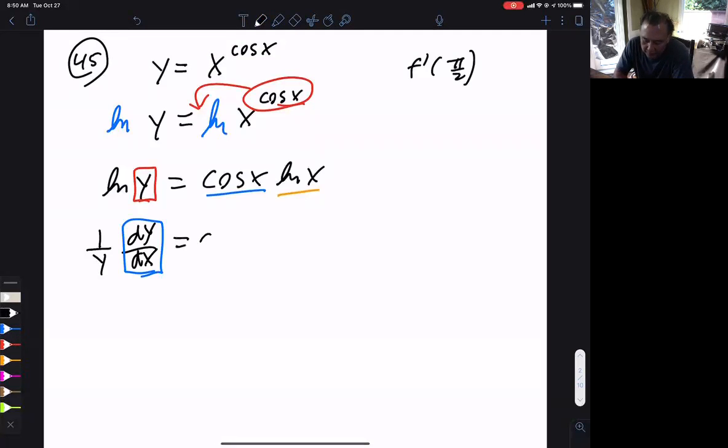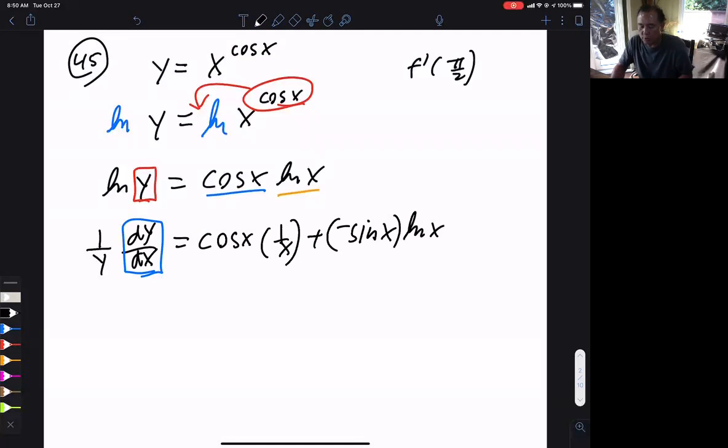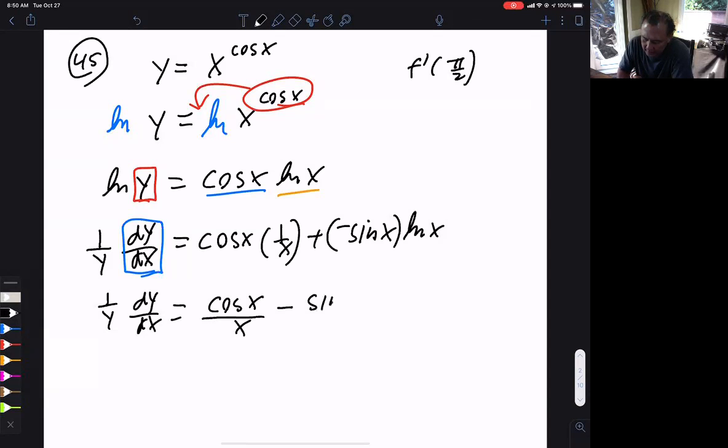Product rule: leave the first alone, take the derivative of the second, plus take the derivative of the first and leave the second alone. And we're almost finito. So let me rewrite this and tell you the last step. It's going to be cos x over x, I just combined those two, minus sine x ln x.